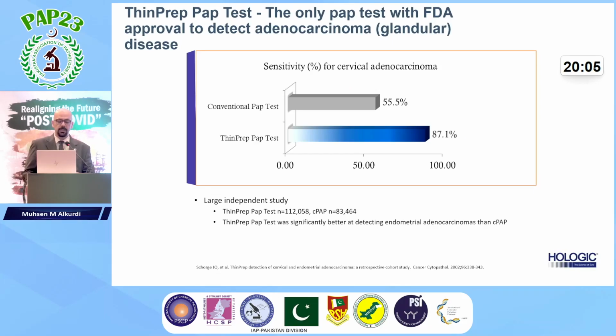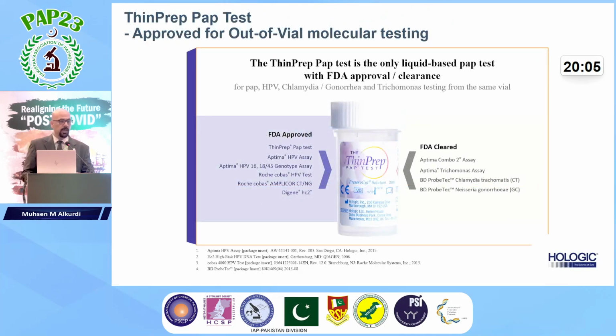And sensitivity, as you can see, is around 87% in this particular study for detecting adenocarcinoma from glandular disease, compared to 55% in conventional cytology. Under the microscope the difference will be very clear, and in the lab preparing it, the difference will be very clear. It is US FDA approved as well, with CE mark, to do cytology, gyne, non-gyne, and out-of-the-vial molecular testing.